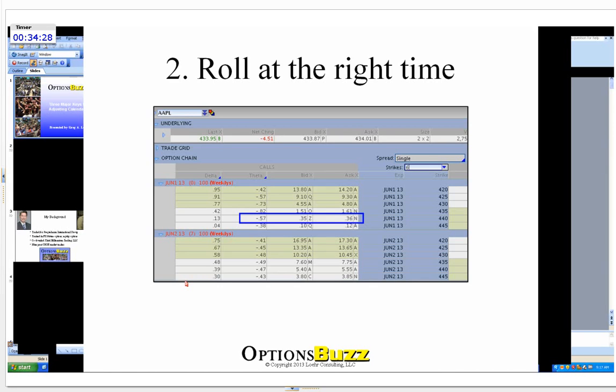Okay, so here's another example. Going back to Apple. Apple's trading at the same price, $433.95, and we're going to say we're short this 440 call, June 1. See where it says June 1, 13? June 1 stands for the first week of June. June 2, down on the slide, that's the second week of June. And what we want to do is buy to close the June 1 option.